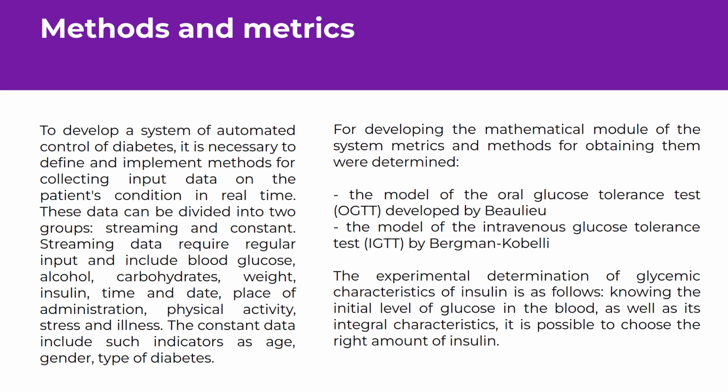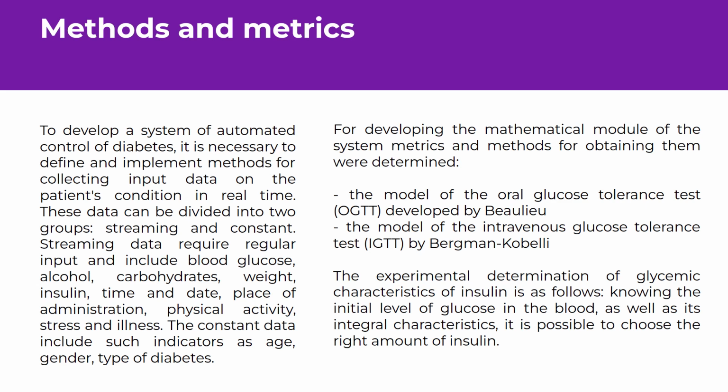To develop a system of automated control of diabetes, it is necessary to define and implement methods for collecting input data on the patient's condition in real time. This data can be divided into two groups: streaming and constant. Streaming data require regular input and include blood glucose, alcohol, carbohydrates, weight, insulin, time and date, place of administration, physical activity, stress and illness. The constant data include such indicators as age, gender, type of diabetes.